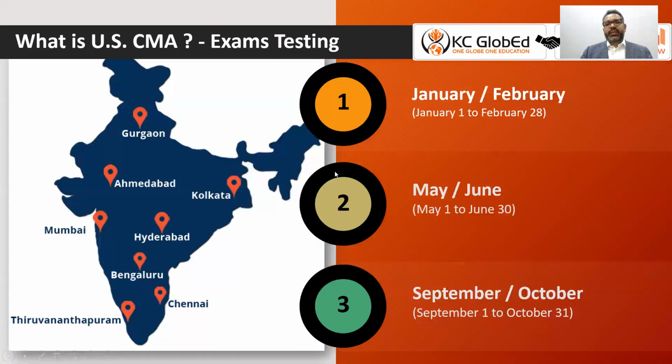So next one is, these all are examination centers in India. We have Prometric centers in Gurgaon, Ahmedabad, Kolkata, Mumbai, Hyderabad, Bangalore, Chennai, and Trivandrum. So these are 8 Prometric centers which we have in India where you can sit for the exam, whichever is closer to your place. Right? You do not need to travel to the US or abroad to sit for the exams. Exams are happening right here in India. That's a great opportunity for each one of us, because earlier the exams were happening internationally, but for the last couple of years, exams are happening right here in India.